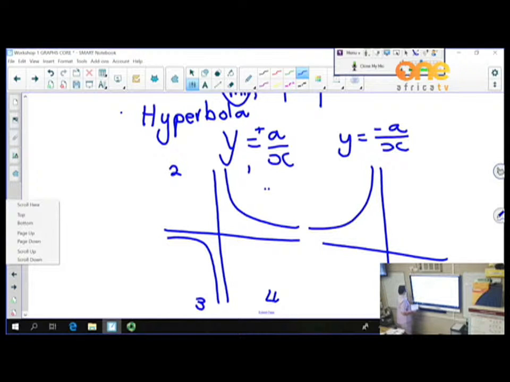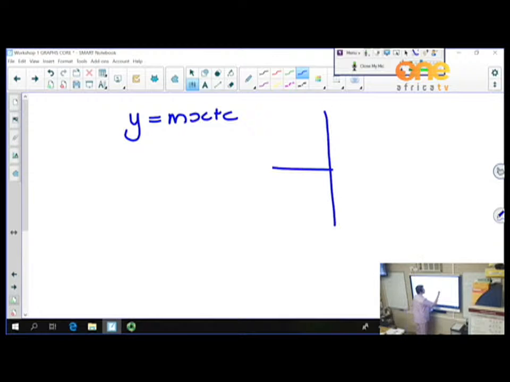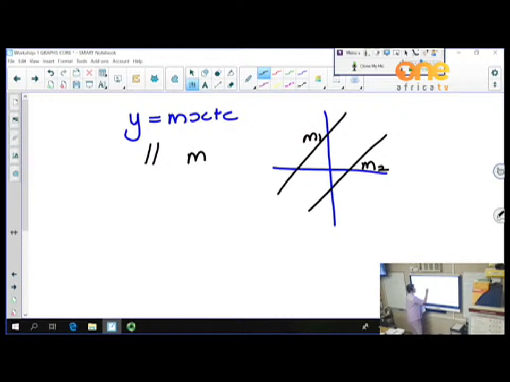Now, if we go back now to the straight line graph, y is equal to mx plus c, then we also know if I have two graphs looking like this, and there's two parallel lines, then we can say the gradients are equal. So they are parallel, then your two gradients are equal to each other.